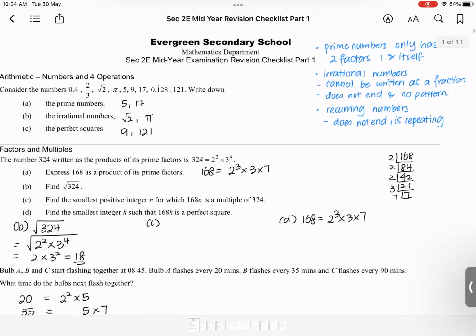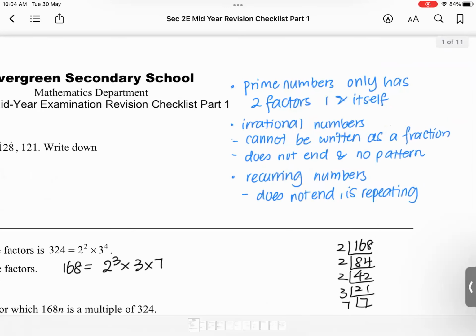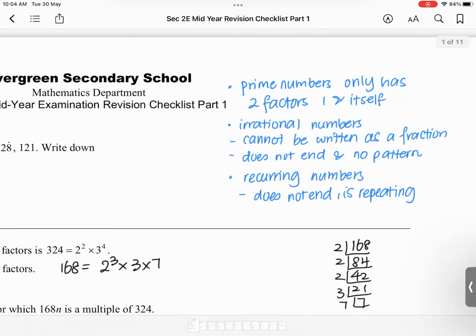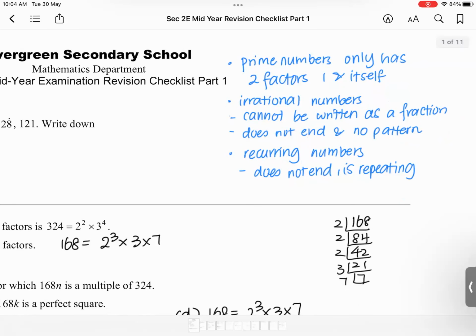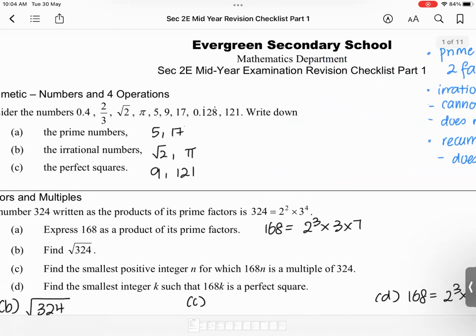Right, I'll try to cover as much as possible so that we will have lesson to cover for the next two parts of the lesson. If you have done your work, you might notice that checklist 1 is slightly easier, checklist 2 will be slightly harder. So I'll spend more time on checklist 2 for the next few sessions. Right, before we begin, first question, we're going to look at numbers and operation.